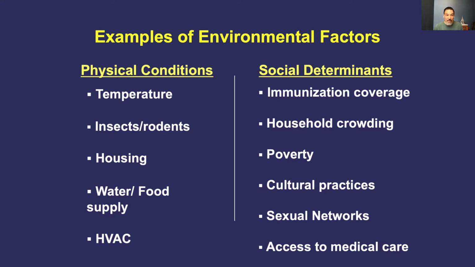at circulating air. And then you can also think about environmental factors that are more like social determinants. So the extent to which there's high or low immunization coverage for a particular infection, the extent of household crowding or poverty, cultural practices, sexual networks, and access to medical care. All examples of environmental factors that are in the realm of social determinants of health.